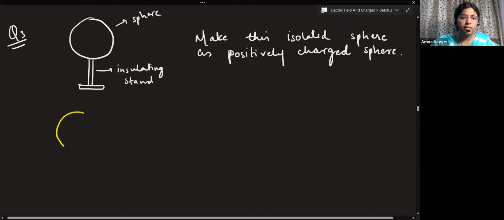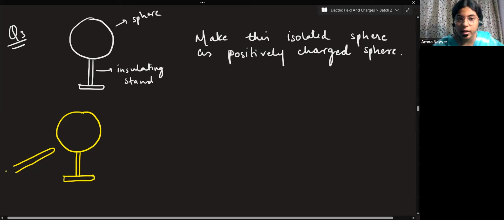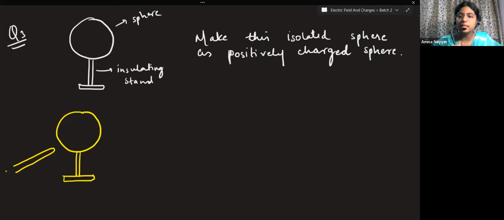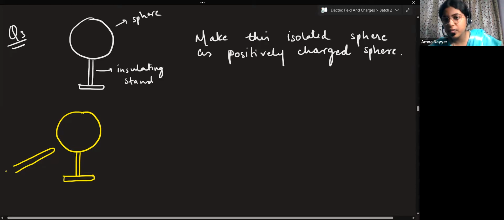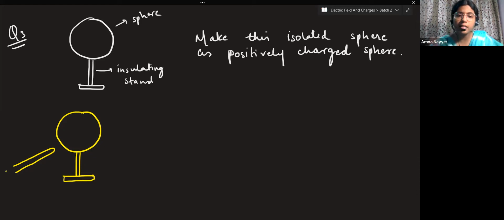See, if I take this sphere, this is the insulating stand on which the sphere is residing. Now it is neutral, meaning all the positive charges are equal to the negative charges. If I bring up a rod, now I have to decide whether the rod should be positive or negative. See, if I earth this, meaning if I connect this sphere to the earth, then electron transfer will occur and the positive charges will reside. This is our method. This is our plan for how to make this sphere positively charged.